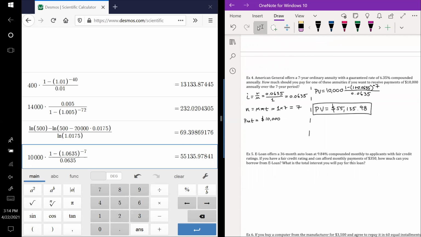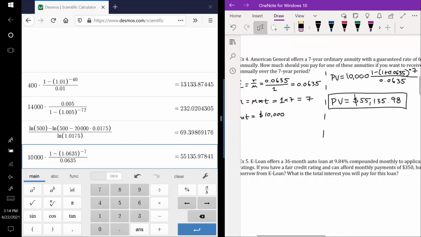5. E-loan offers a 36-month auto loan at 9.84% compounded monthly to applicants with fair credit ratings. If you have a fair credit rating and can afford monthly payments of $350, how much can you borrow from E-loan? What is the total interest you will pay for this loan? Okay, cool.